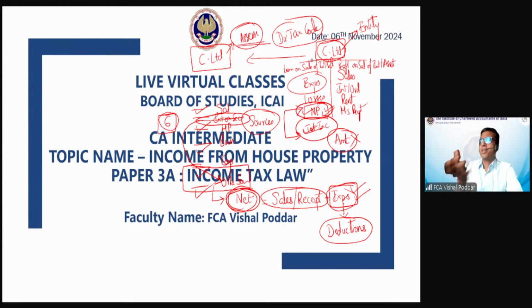Now somebody will say, sir, it is so easy. You have the names given. It is so simple. Salary will cover whatever is coming from employment. House property will cover whatever is coming from property, etc., etc. But that is not so easy.